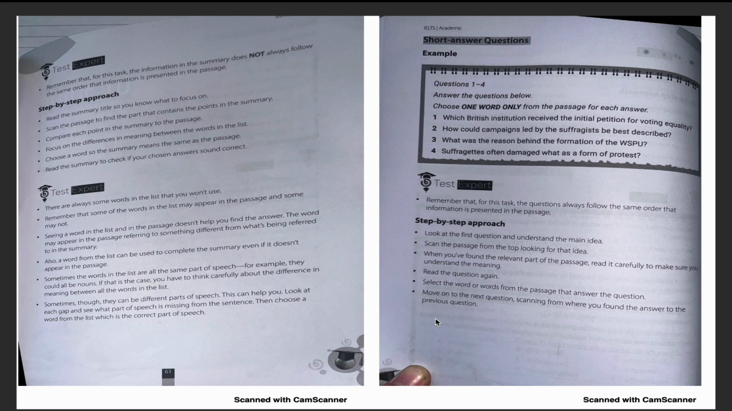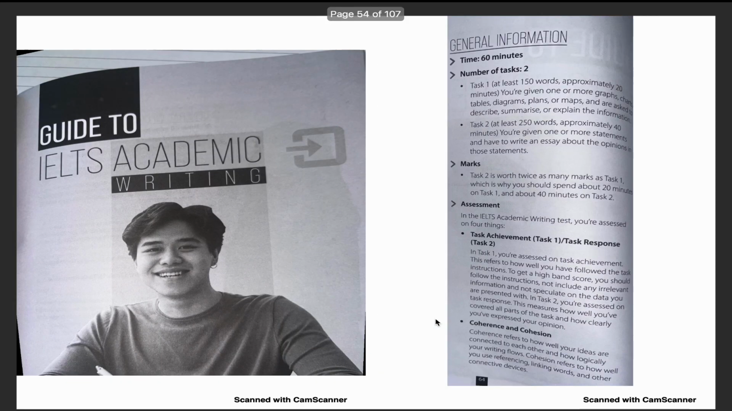So we have done listening, we have discussed all of the types of questions which might be tested in listening as well as the reading section. Now we move on to the writing section. Again here we have 60 minutes, and the number of tasks given to you is 2. The first one is at least 150 words, and the second one is at least 250 words. For the first one you are given 20 minutes, whereas task 2 is expected to be completed in 40 minutes.